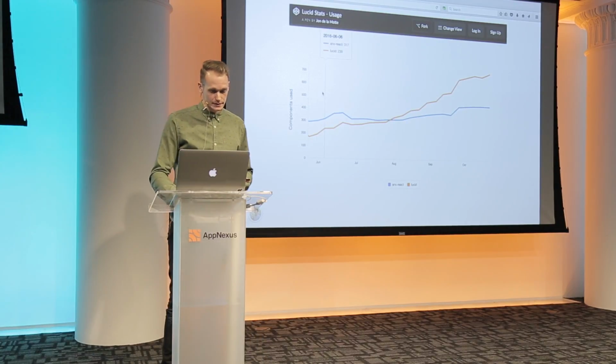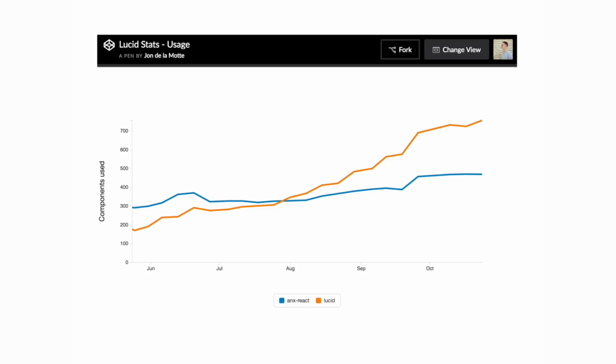What's cool about it is the orange line is Lucid and the blue line is ANX React. So up and to the right, that's pretty good. We've seen about a 300% growth in the number of components used in our UIs in the last 5 or 6 months. That's super encouraging for the team, and it helps us decide what we need to work on and what could be deprecated, what's not being used so much. So that's great for us.